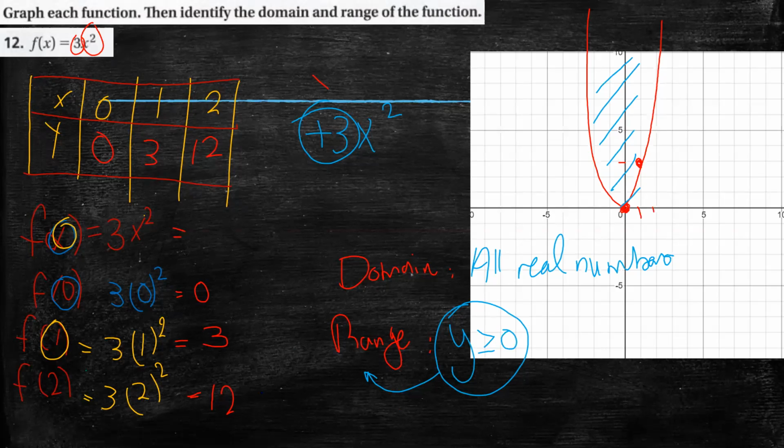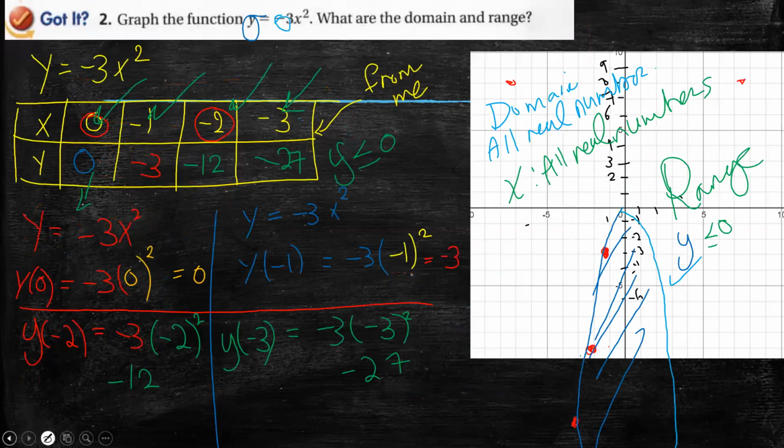But for the previous one, this is the previous one. For this one here, since the sign of -3 x squared, the coefficient is negative, that means it opens downward. That means 0 is the greatest point. So the vertex is the highest point. Since now 0 is the greatest point, all the points are less than 0.